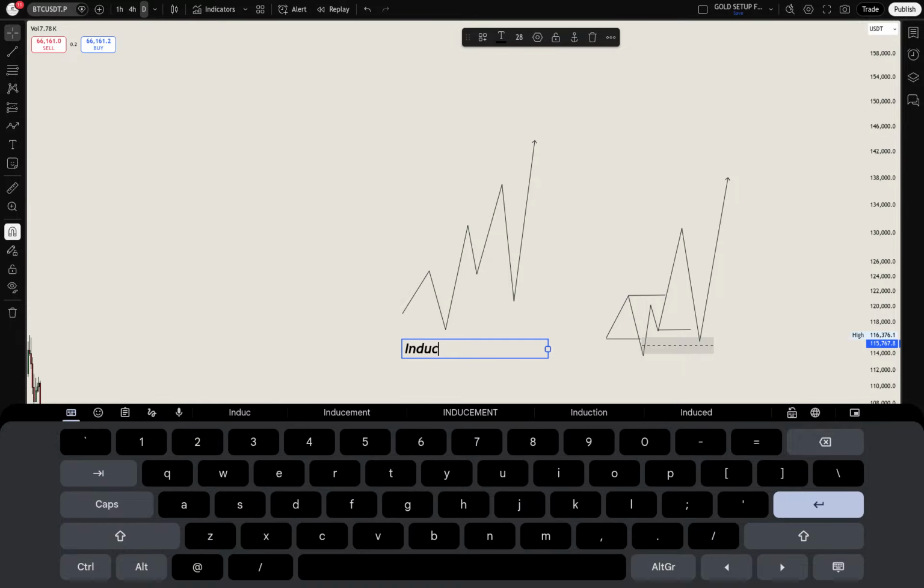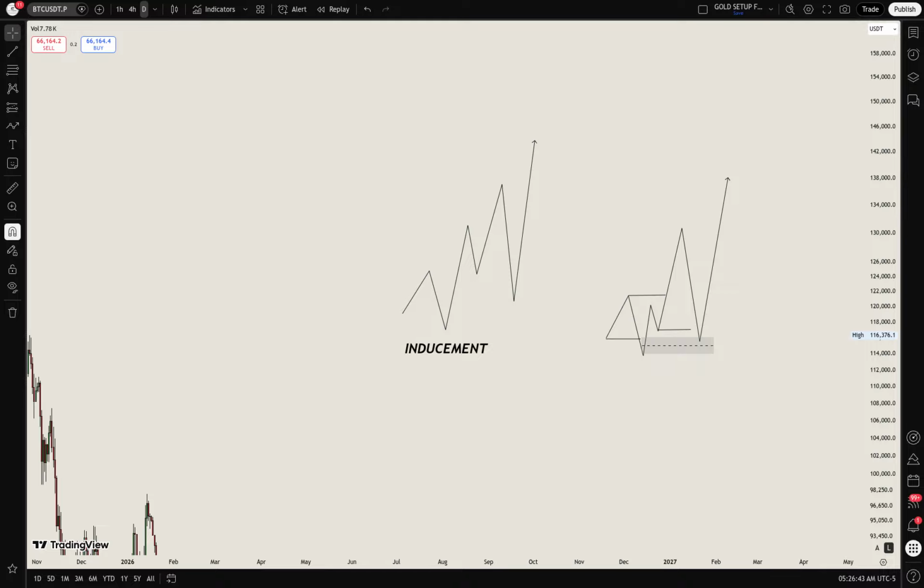liquidity, where you can see a sweep, you can see your first break of structure, a pullback, a second break, and then a retracement back to a point of interest and a continuation.